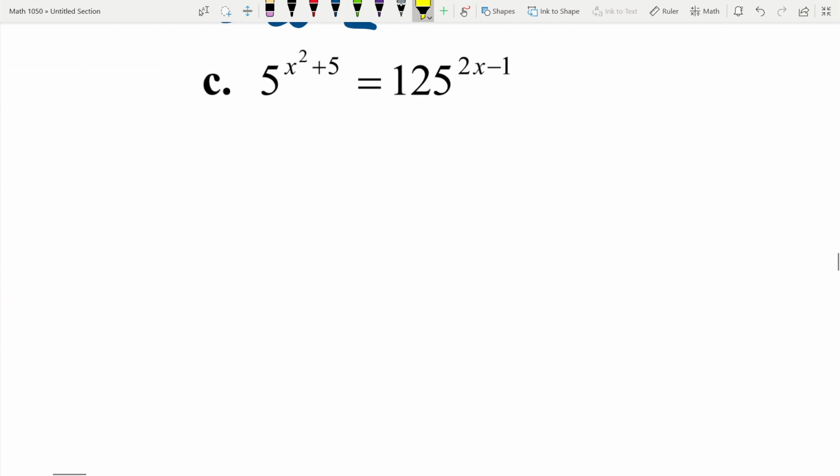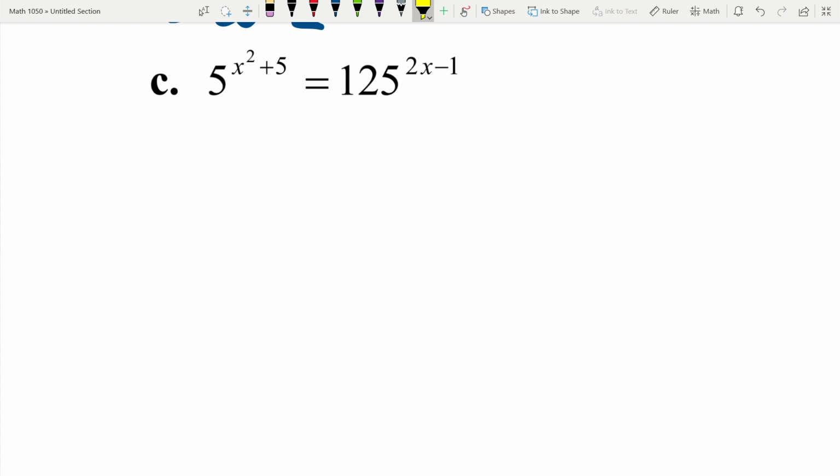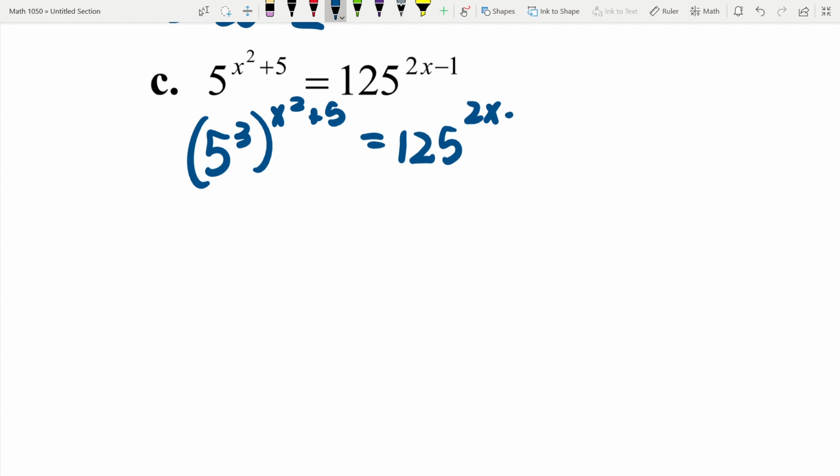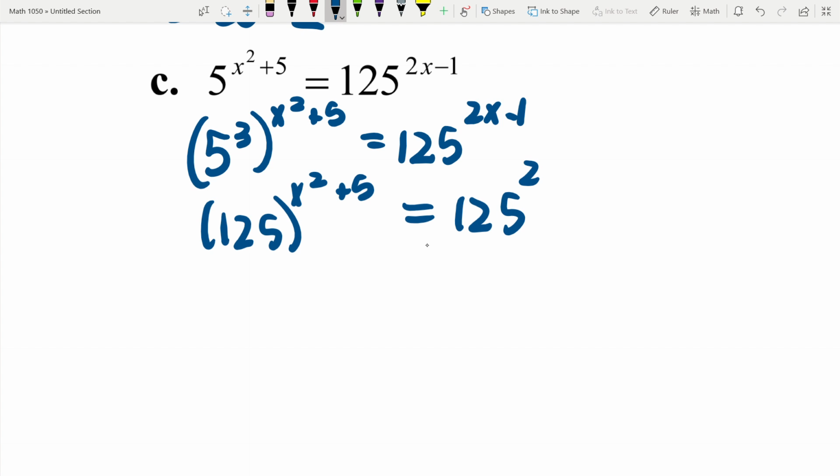Okay? This one right here. Look at this. Everybody look at this. Right or wrong? That's wrong. The most common error on these problems is right here. Look what they did. Look.